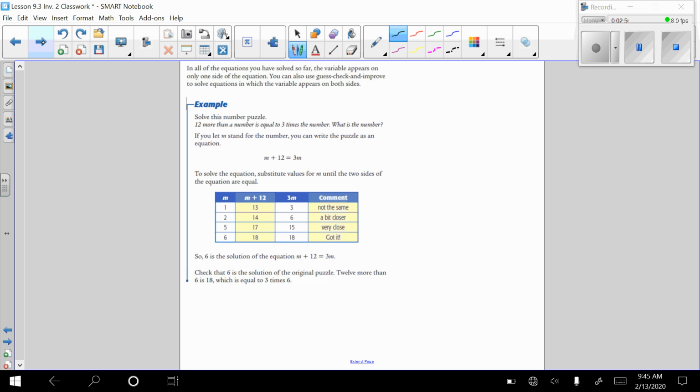In all the equations solved so far, the variable appears on only one side of the equation. You can also use guess and check and improve to solve equations with the variables on both sides. That's what we were doing in the last lesson. So if I had the equation m plus 12 equals 3m, I can use guess and check to come up with the number. I can also write that equation from a word problem. If you look up here, it says 12 more than a number is equal to 3 times a number.